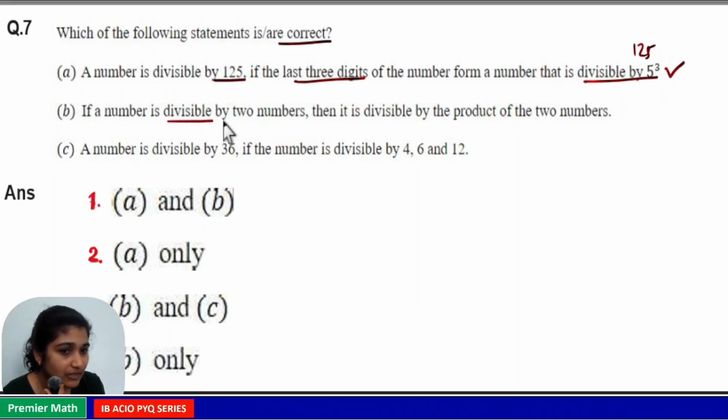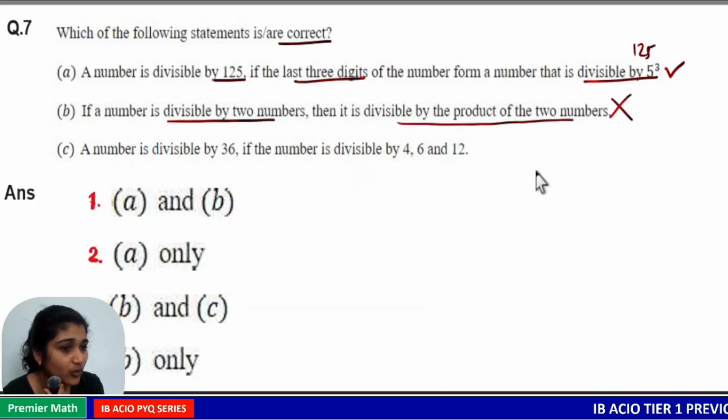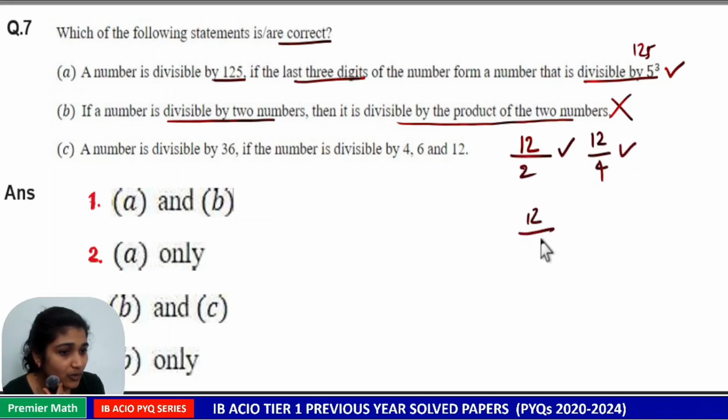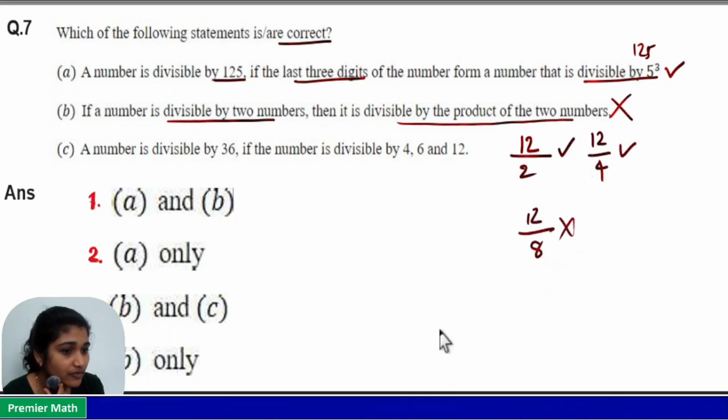If a number is divisible by two numbers, then it is divisible by the product of the two numbers. That is wrong, because let us take an example. Take the number 12. Now, 12 is divisible by 2. 12 is also divisible by 4. But 12 is not divisible by the product of these two, 2 into 4, which is 8. 12 is not divisible by 8. So statement B is incorrect.